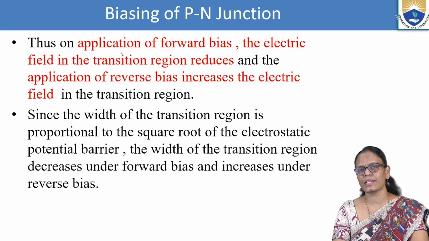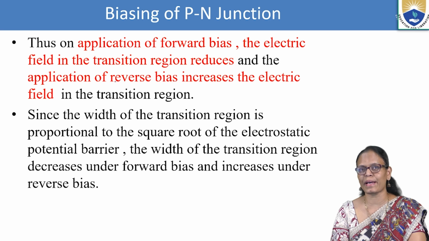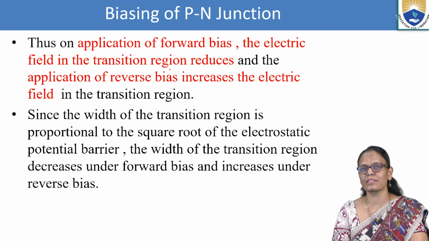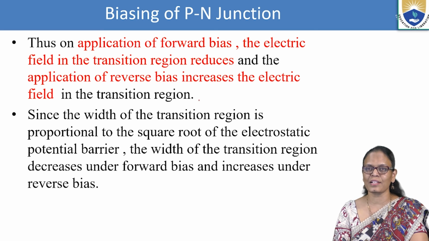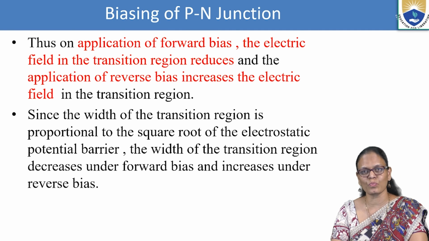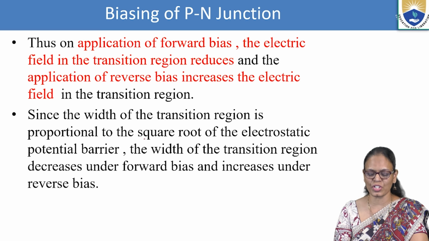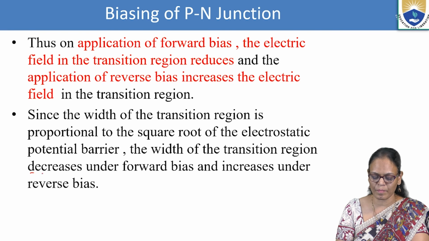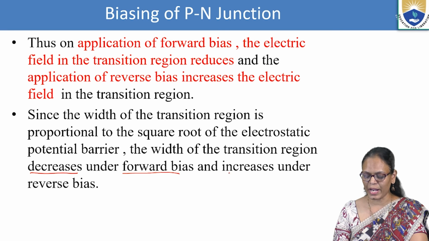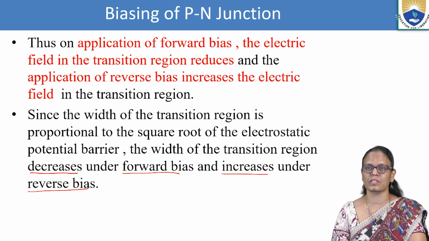So what we understand here is that on application of forward bias, the electric field in the transition region reduces, and the application of reverse bias increases the electric field in the transition region. That is what we have seen, VB minus VF and VB plus VR. And since the width of the transition region is proportional to the square root of the electrostatic potential barrier, the width of the transition region decreases under forward bias and increases under reverse bias.